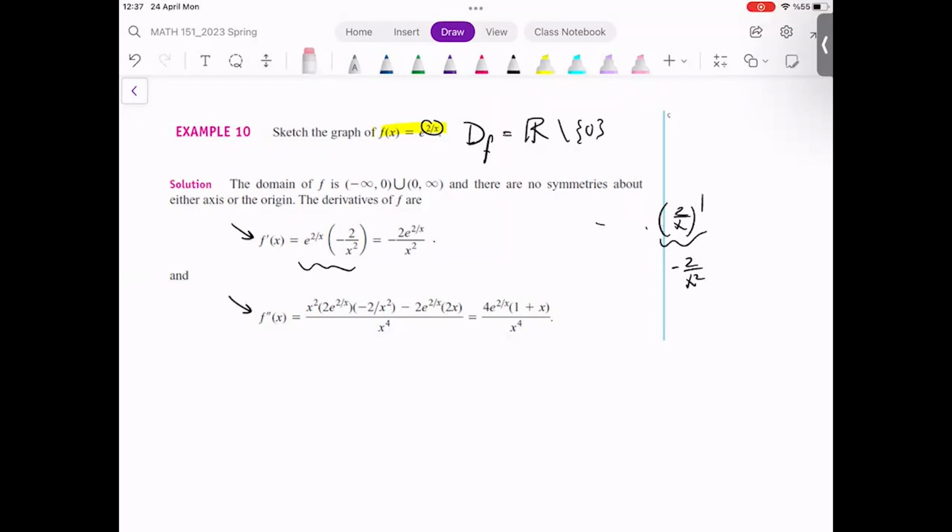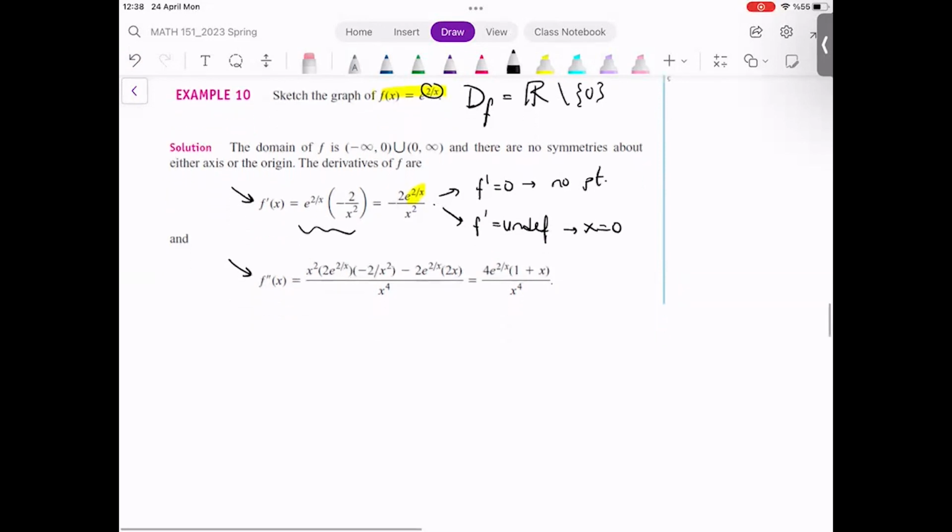Next, you will find the critical points by searching where f prime is 0 and where f prime is undefined. The e to the power function is always a positive function. It never gets a 0 value, okay? That's why there is no point coming from here. But it is undefined when x equals 0.